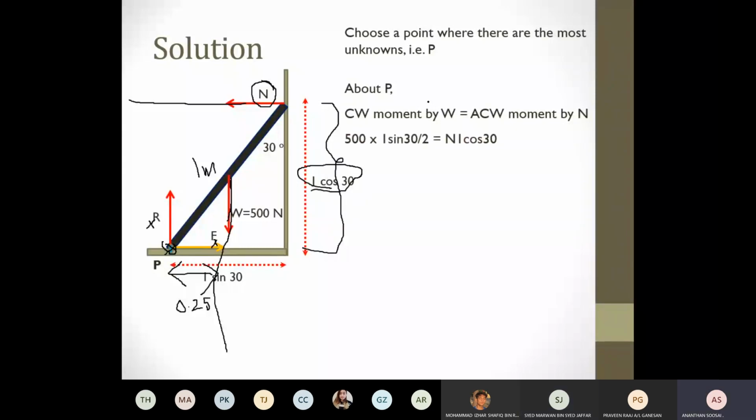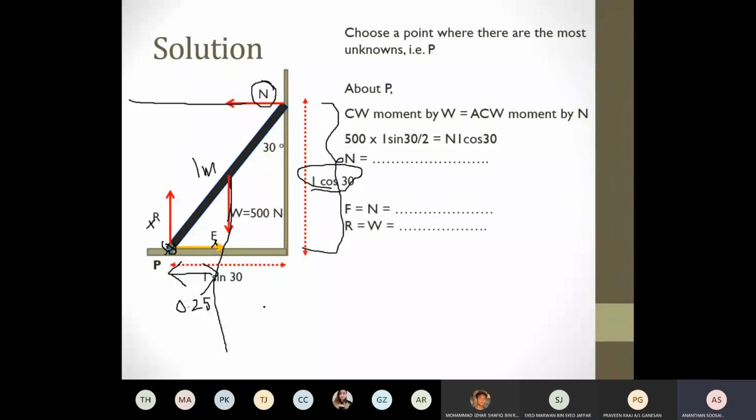So moment caused by W is what? 500 times l sine 30 divided by 2, because half of it. Totally is l sine 30. We just take half, l sine 30 divided by 2. This is moment caused by weight. Should be equals to moment caused by the normal force. Normal force here. So normal force times l cos 30, vertical distance. So from here, how many unknowns you have? Only N. So we can work out the N. So we can find the N. Okay. So no problem. So we can find the N by taking moment about this point, because we don't want this R and F to appear. We want to find N.